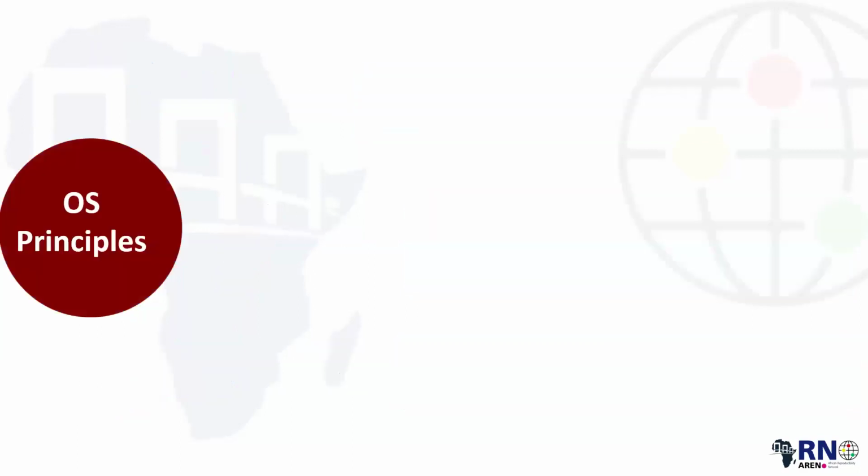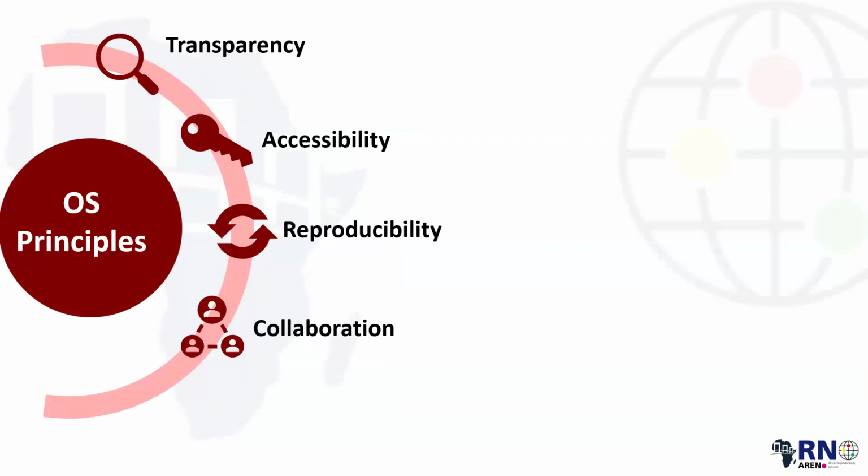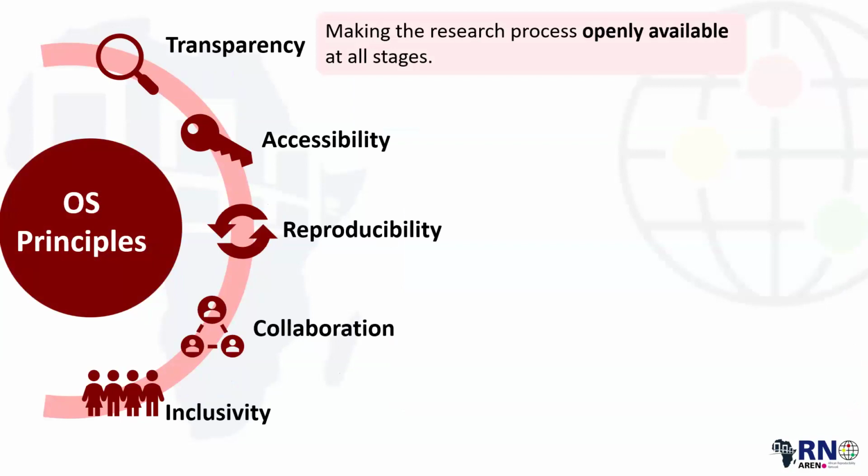Then we have the open science principles, and these are transparency, accessibility, reproducibility, collaboration, and inclusivity. By transparency, we mean making the research process openly available at all stages. So from the very start of the process until the end, it should be transparent.